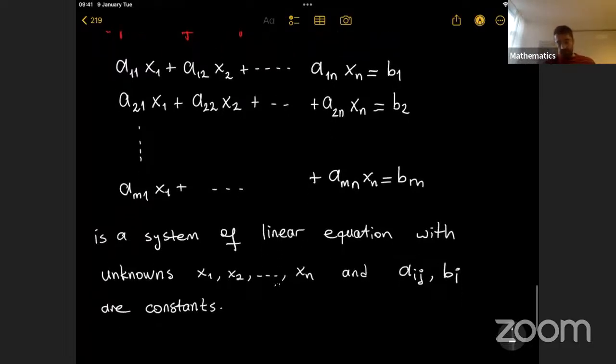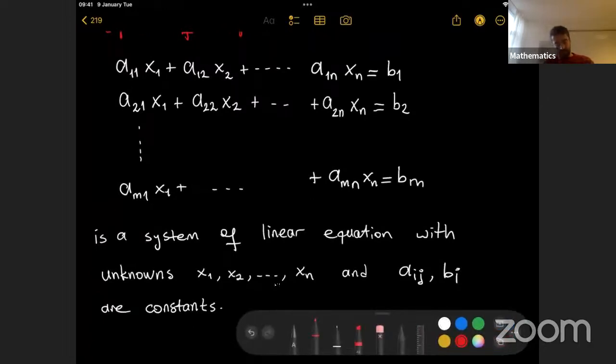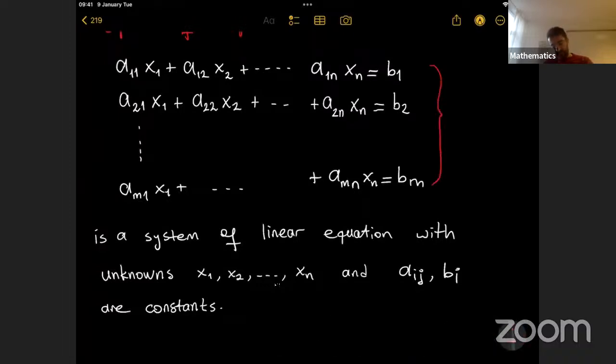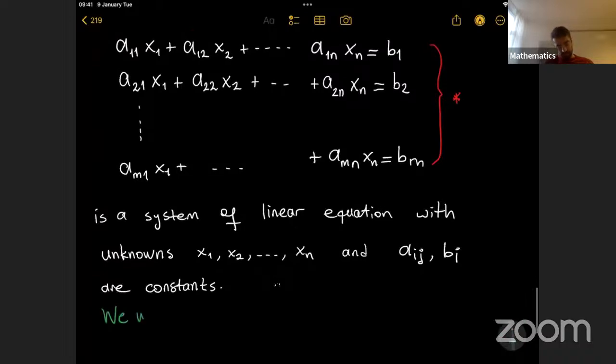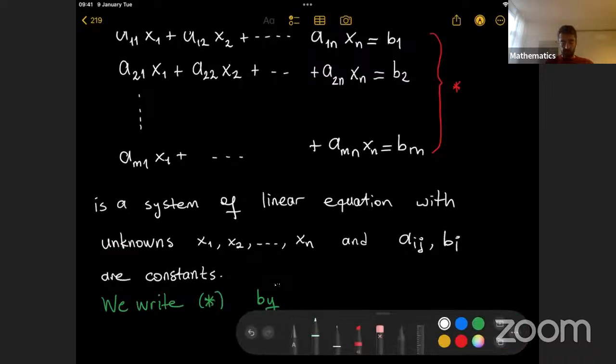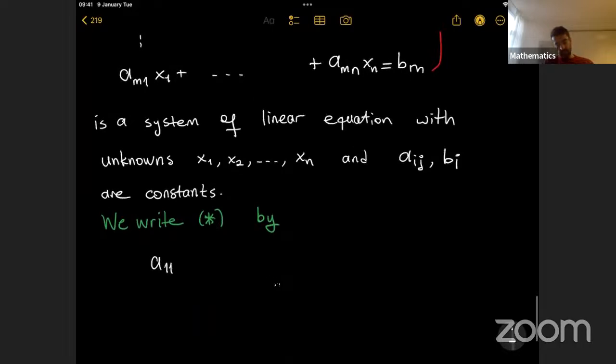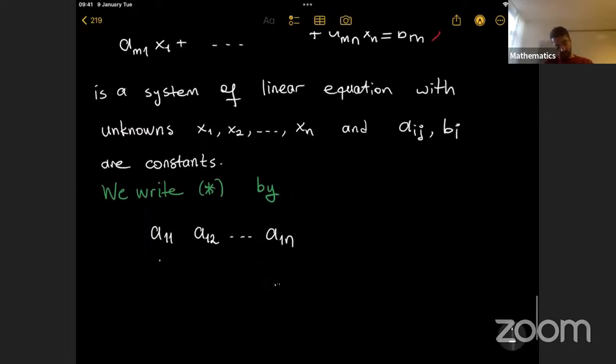Well, the nice thing is you can convert this into the language of matrices. So let's call this system star. We can write star in the following more compact way. It's going to be like A11, A12, up to A1n, A21, A22, A2n, and you continue like this to Am1 through Amn. This is your matrix.